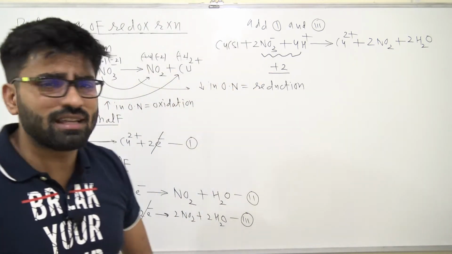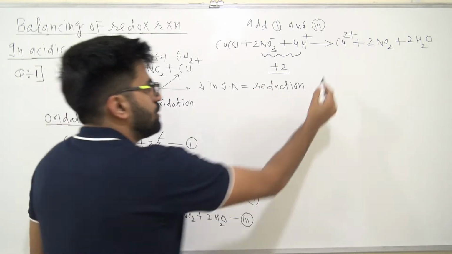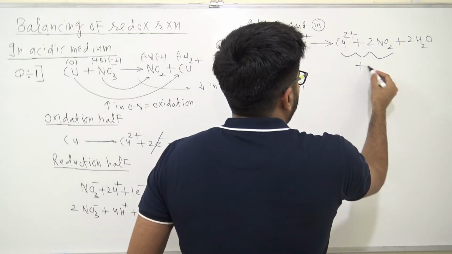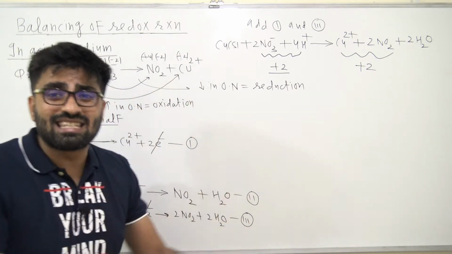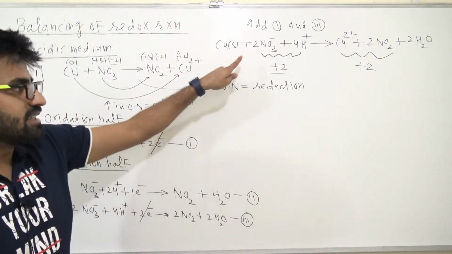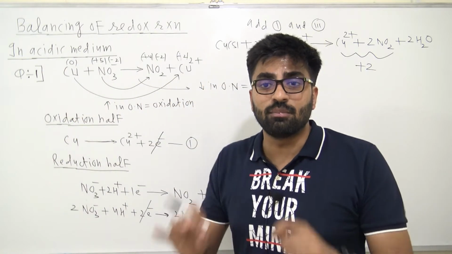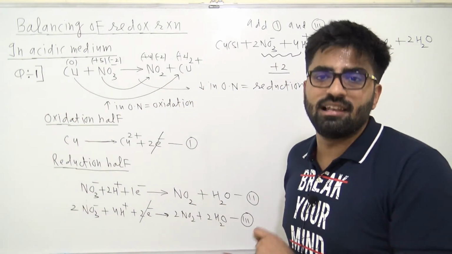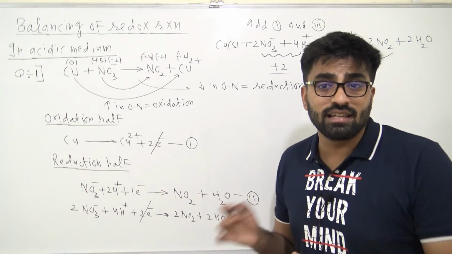What about the product side, guys? Copper has +2 and NO2 is 0, H2O is 0. So on the product side also the charge is +2. Since the charge is the same on the reactant side and the product side, it means the given reaction is balanced. Right? So this is how, guys, we balance the redox reaction.